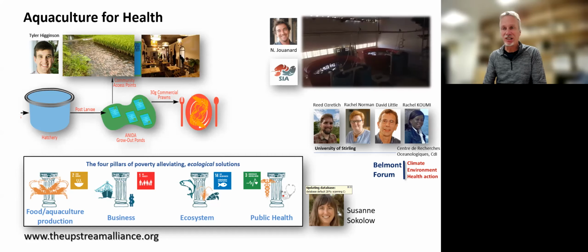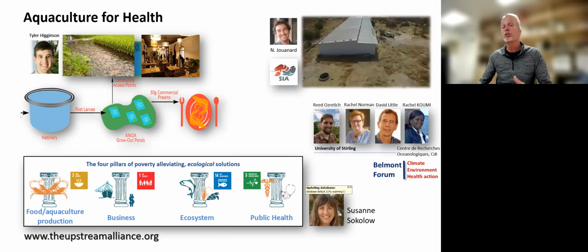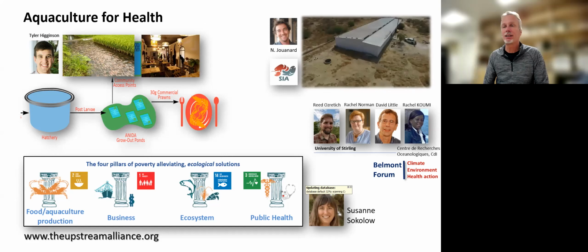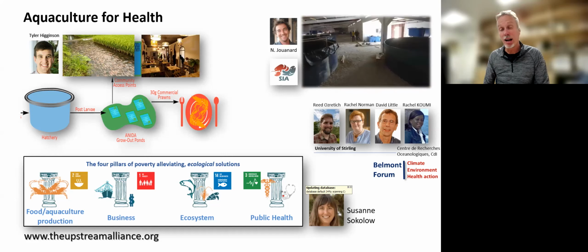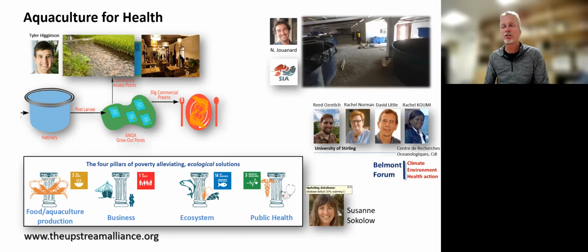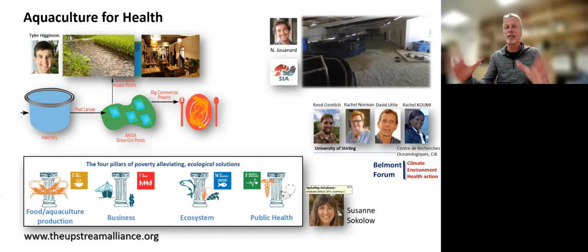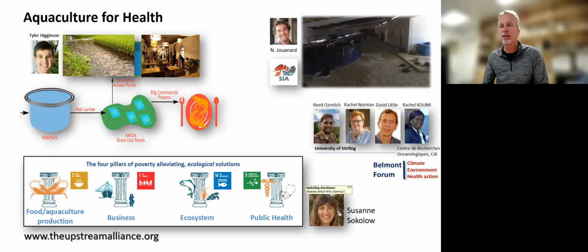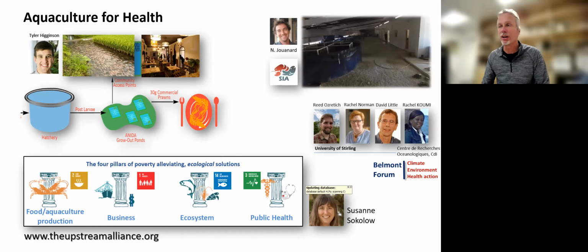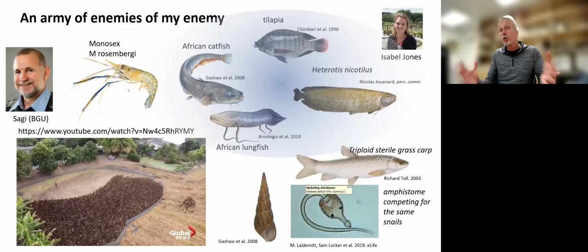They increase business to fight poverty, which is another sustainable development goal. They allow us to recover ecological integrity, which is sustainable development goal number 14, and also address an important public health problem, which is sustainable development goal number 3, with this idea that Sanna Sokolow developed while we were working together in this area. We're looking, as a matter of fact, at an army of enemies, what we call enemies of my enemies. With Amber Stein, we are looking at monosex Macrobrachium rosenbergii.